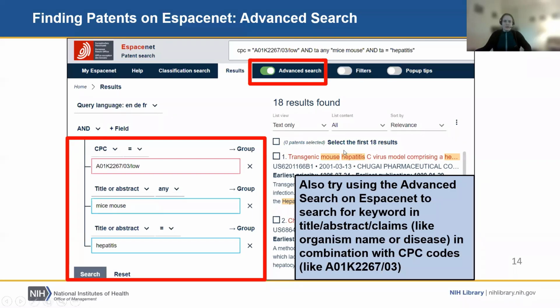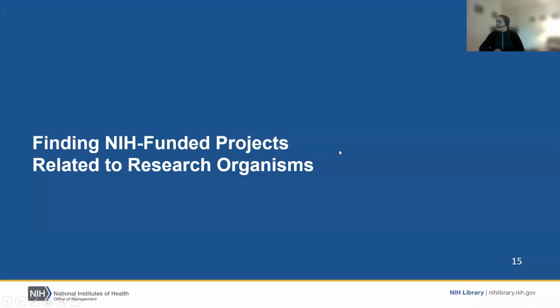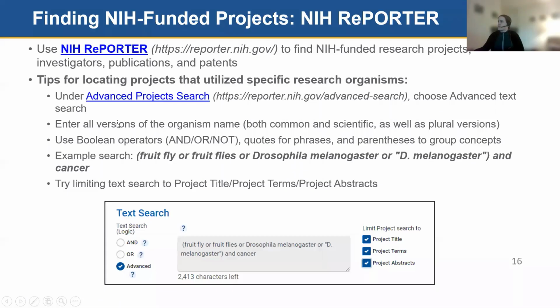So moving on. Now we're going to take a look at how to locate NIH-funded research projects related to specific research organisms using NIH Reporter. You can use NIH Reporter to find NIH-funded research projects, investigators, publications, and patents related to specific research organisms. Here are some tips for locating projects that utilize specific research organisms.